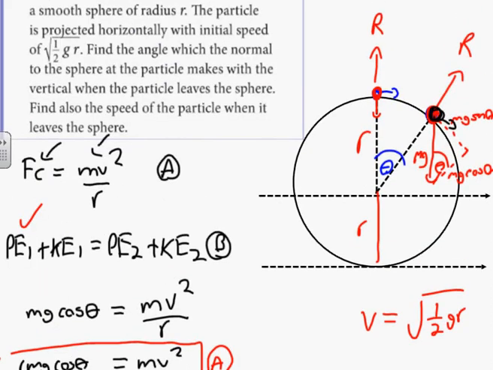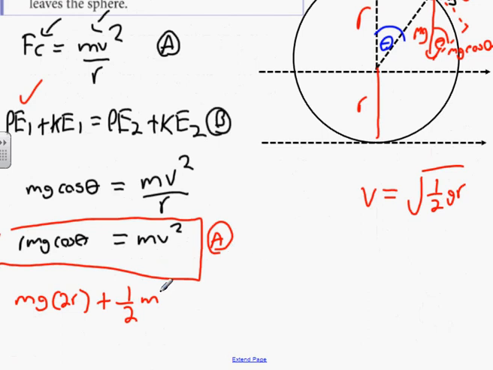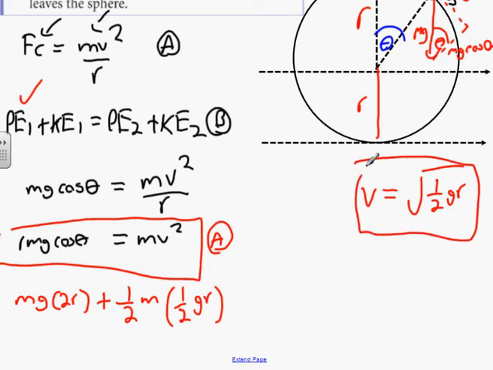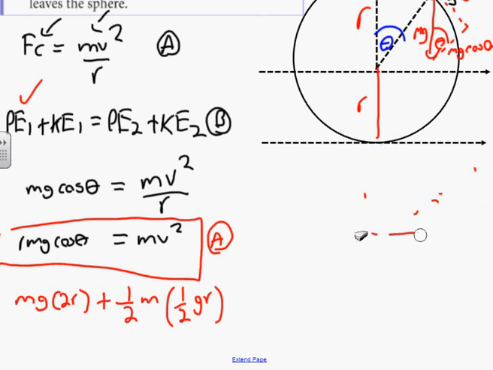Square root of half gr. So when you square that for your mv squared, remember it's a half mv squared for kinetic energy. What you're going to get is a half times a half gr, because you're squaring this here. Everybody alright with that? Now you've done your kinetic energy at the beginning of your question.